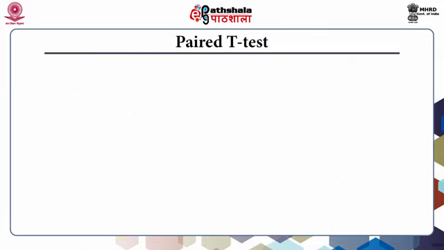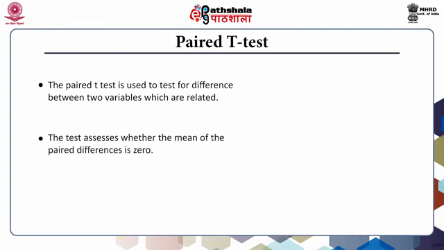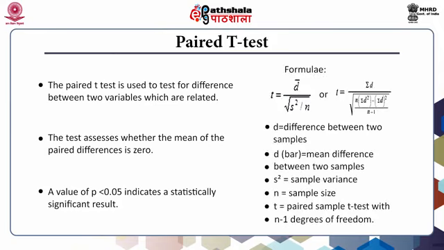Paired t-test. The paired t-test is used to test for the difference between two variables which are related. The test assesses whether the mean of the paired differences is 0. A value of p less than 0.05 indicates statistical significance of the result. The formula used for paired t-test is given alongside.